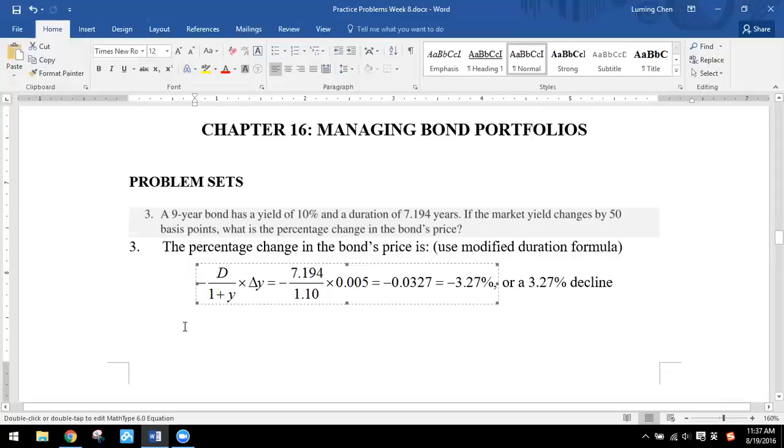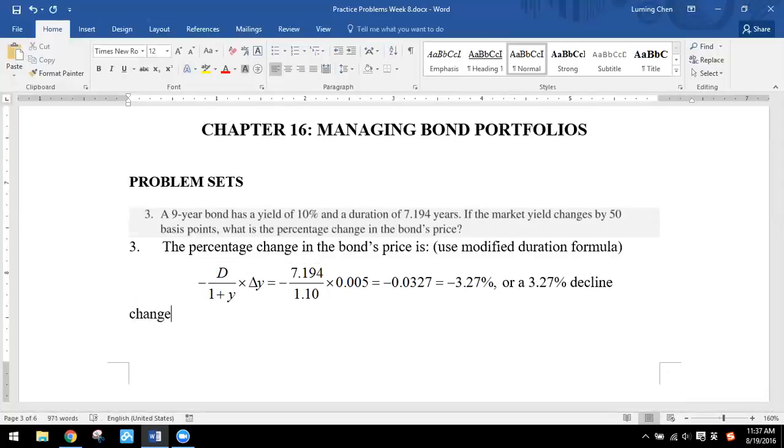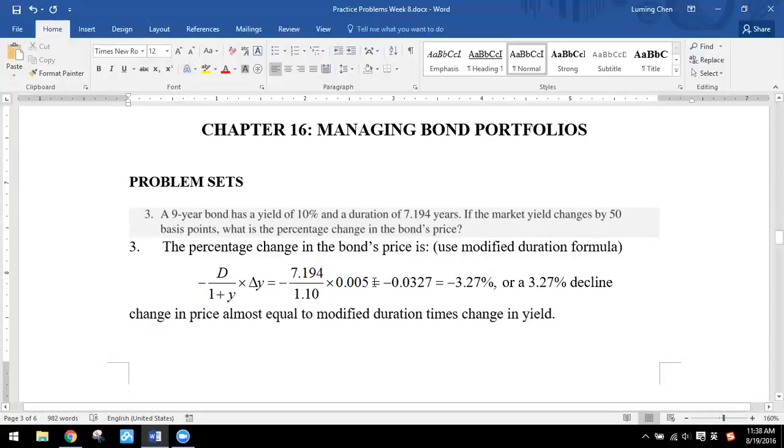Always remember that the change in price is almost equal to modified duration times change in yield. This is not actually equal, it's just an approximation.